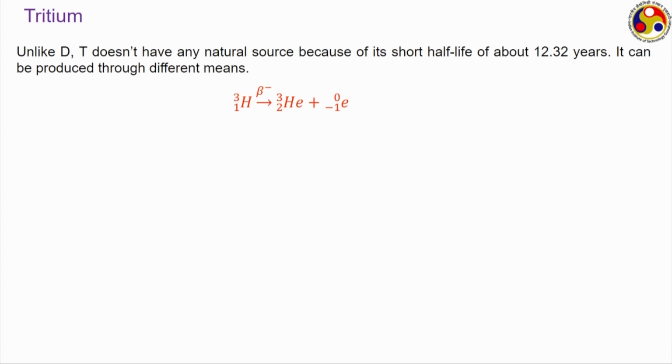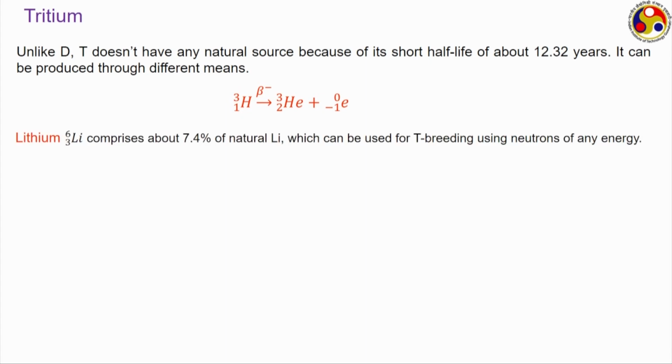That is the reason tritium can't be produced and stored for a long duration. Rather, as soon as the tritium is available, it is better to utilize it, just like in a fusion reaction. There are several sources of tritium, and the first source is lithium, of course.